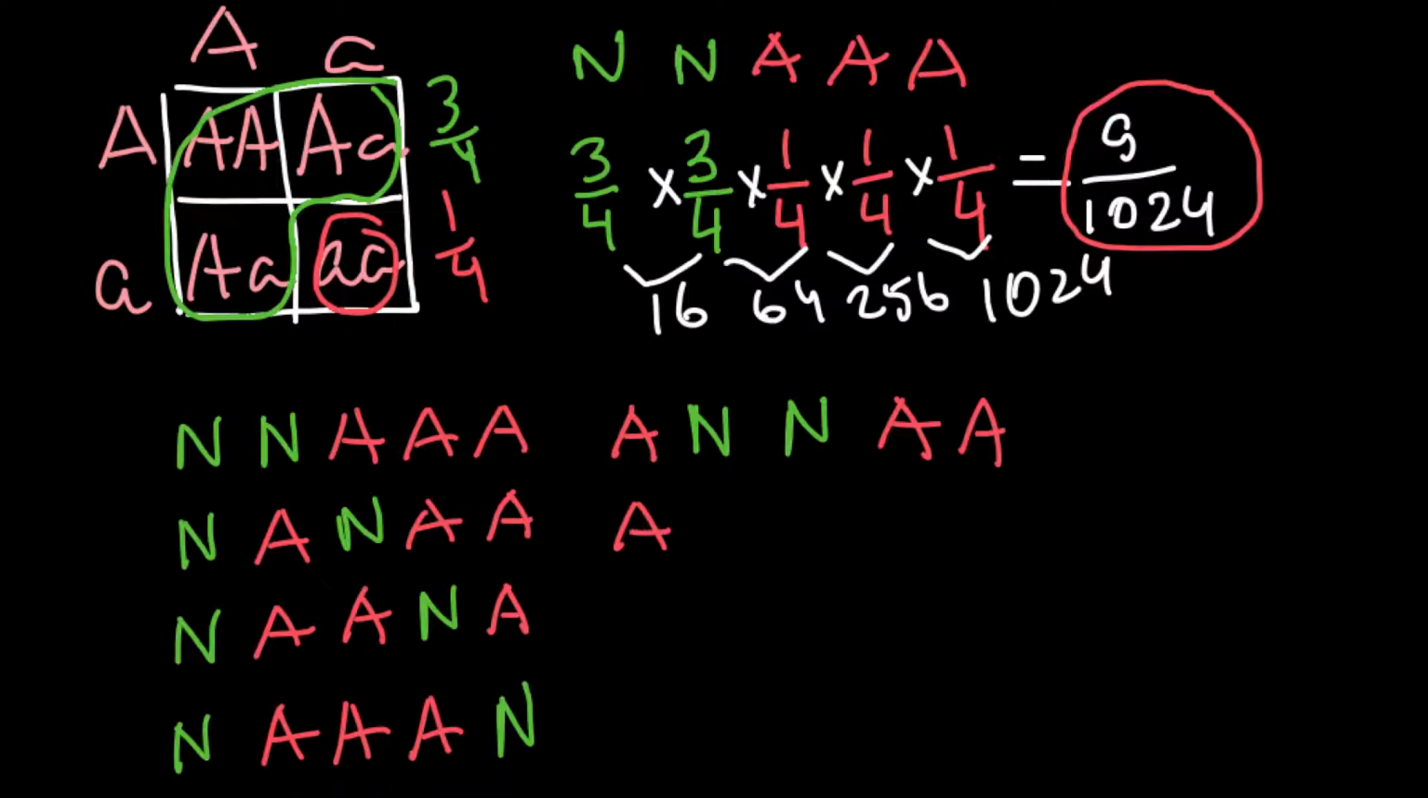Now, as you see, we start with second position. So next variant would be affected, normal, affected, normal, affected. And next variant would be affected, normal, affected, and normal.